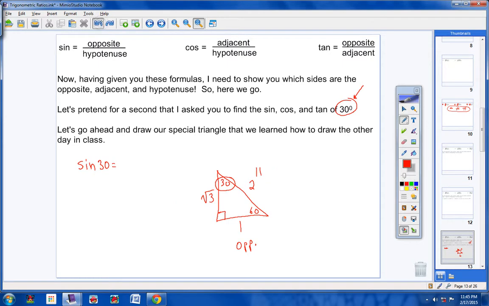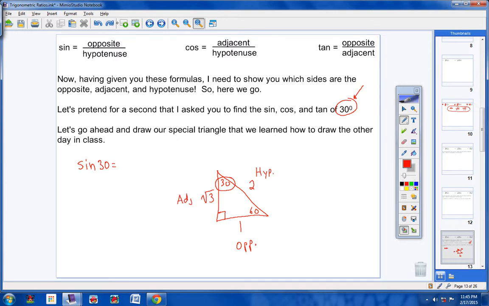Adjacent side, okay? Sorry guys, let's go over this again. I want to make sure you get this, okay? Now look, what angle are we dealing with? 30, okay? So we circle 30. Then we go straight across to the other side, and we label that opposite. Then we go to the hypotenuse, and we label that hypotenuse. Then we go to the other side, the only side left, we call that adjacent.